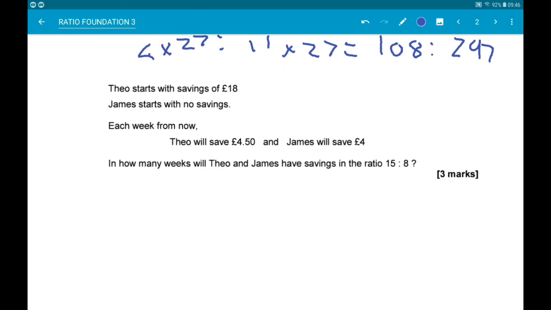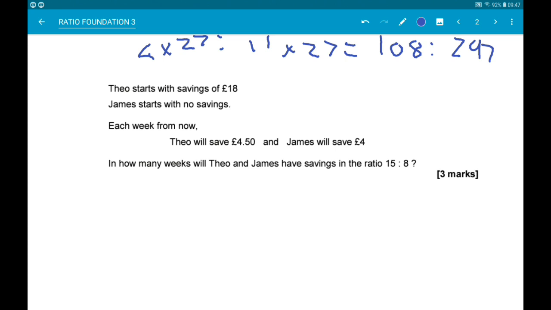Okay, number 2. Slightly different type of question. So, Theo starts with savings of £18. James starts with no savings. That sounds familiar. Each week from now, Theo will save £4.50 and James will save £4. In how many weeks will Theo and James have savings in the ratio 15 to 8?